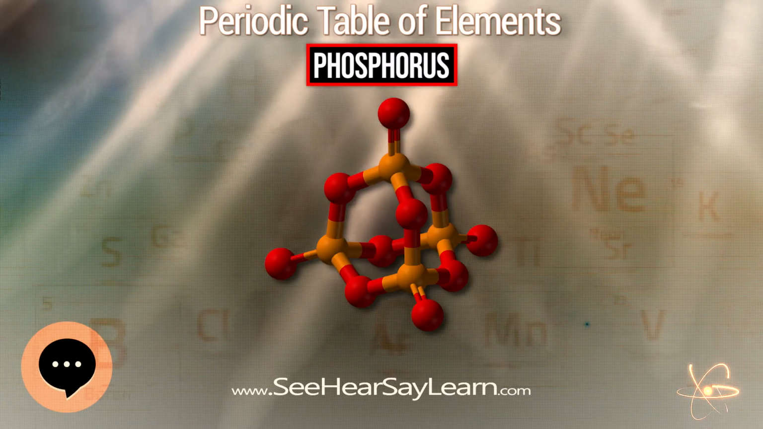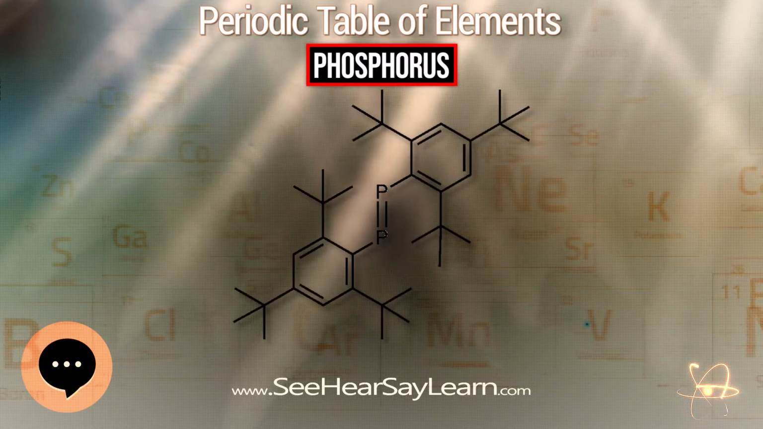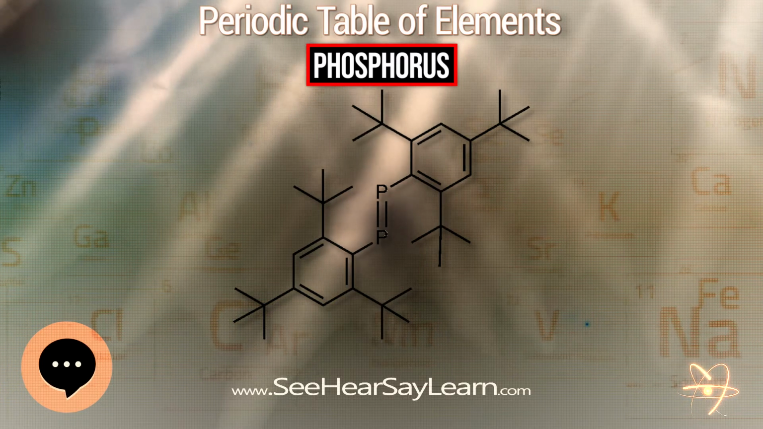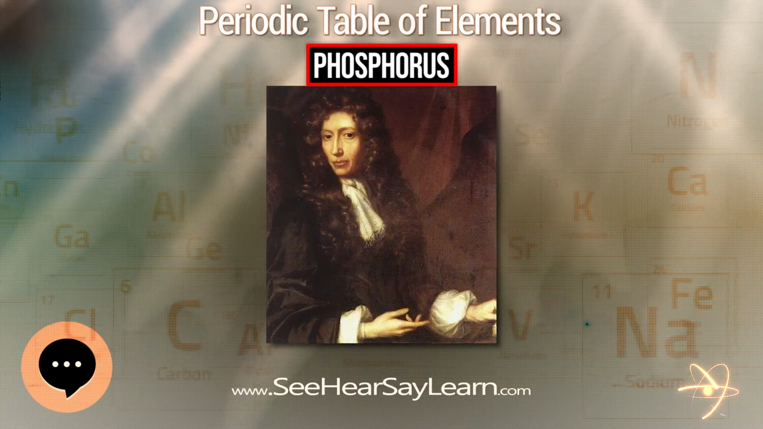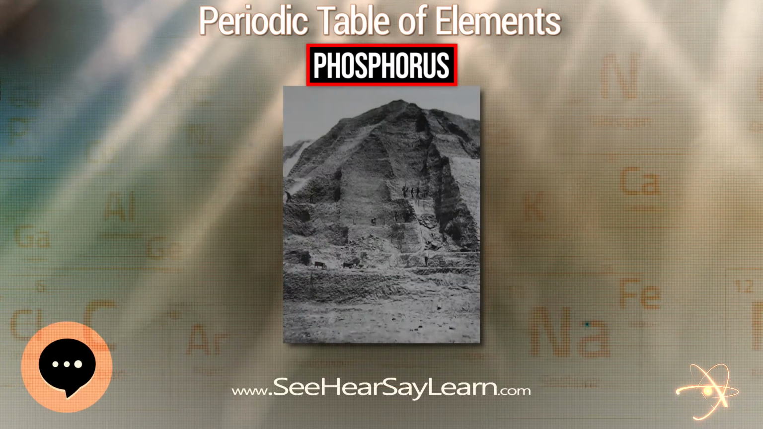Elemental phosphorus was first isolated in 1669 and emitted a faint glow when exposed to oxygen, hence the name, taken from Greek mythology, Phosphoros, meaning light bearer, referring to the morning star, the planet Venus.